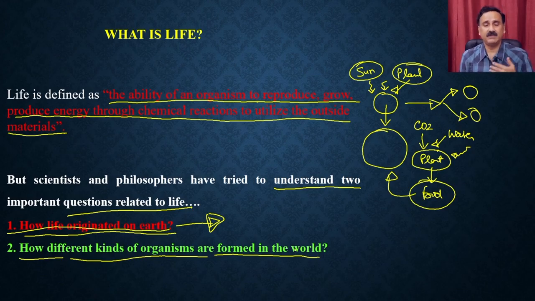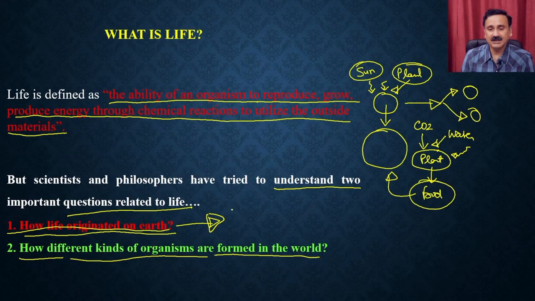You know that we have many types of invertebrate organisms, different types of vertebrate organisms, plants, fungi, different types of bacteria, viruses, viroids, and mycoplasma. So how these different types of organisms, which we discussed in the previous module, developed on the earth, right? These are the two important questions which we are going to discuss in this module. So let's start with how life originated on earth.